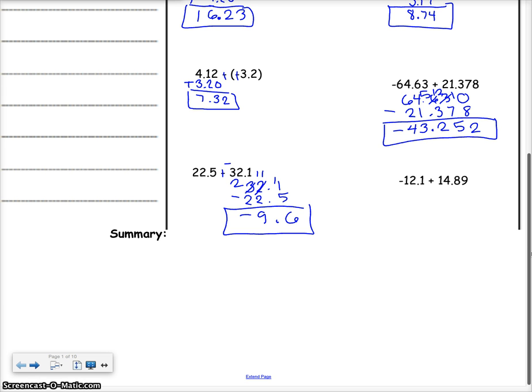And last example, negative 12.1 plus 14.89. They are different, so I'm going to take their difference. I'm going to add my placeholder 0, subtract right to left, determine sign. So there's more positives, so it's going to be a positive answer. So, learning target today, you can add and subtract positive and negative decimals, applying the integer properties.